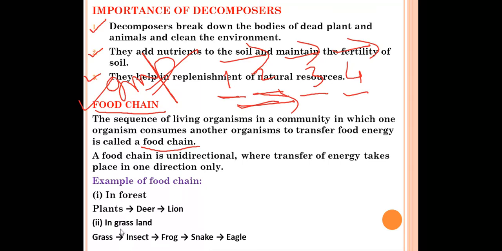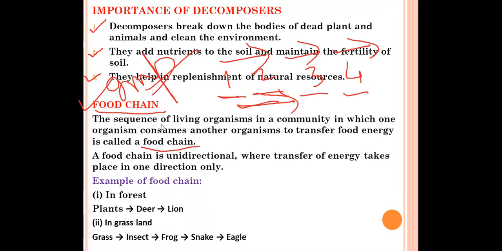If we talk about grassland, in grassland grasses are present. Grasses will be eaten by insects, like grasshopper, and those insects will be eaten by the frog, the frog will be eaten by the snake, and the snake will be eaten by the eagle. So they are forming a food chain. One organism is consumed by the other organism and transfer of energy or food is also taking place over there, so it is called a food chain. So these are the examples.